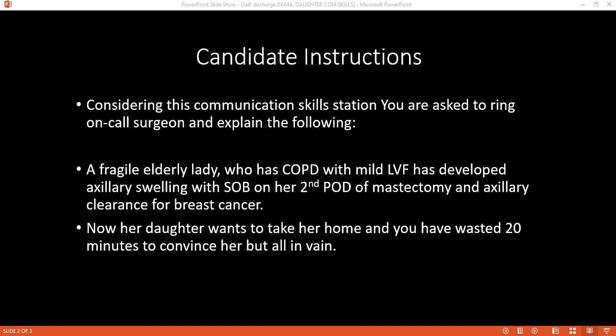Has the patient made her own decision? Yes, the patient's vitals are fine, and she can make a decision and is competent. Did you check the patient? Yes, I've checked the patient.